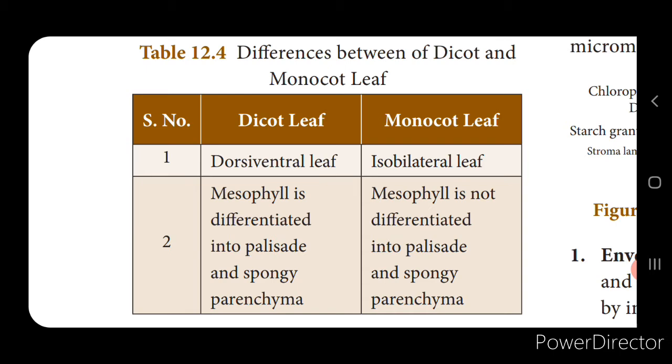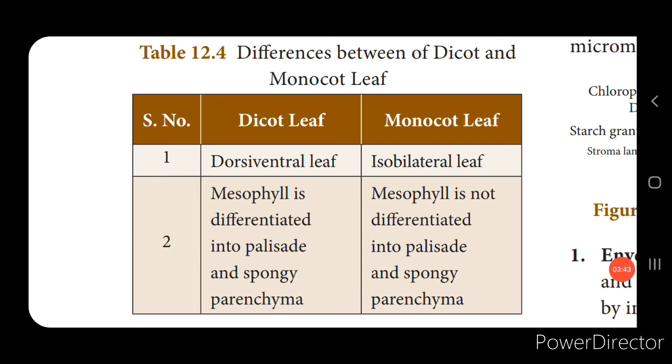Now the differentiation of the mesophyll: the mesophyll is differentiated into palisade and spongy parenchyma, isn't it? We have seen some cells are elongated, and they have chloroplast. Prominent elongated cells are seen, so that is called palisade parenchyma in the case of the dicot leaf. And below the palisade parenchyma, we have the spongy parenchyma, which is irregular in shape. The dicot is differentiated into palisade parenchyma and spongy parenchyma, while the monocot is not differentiated.